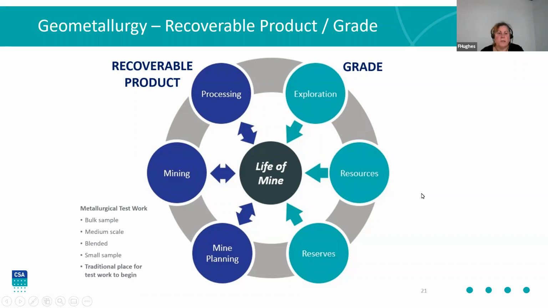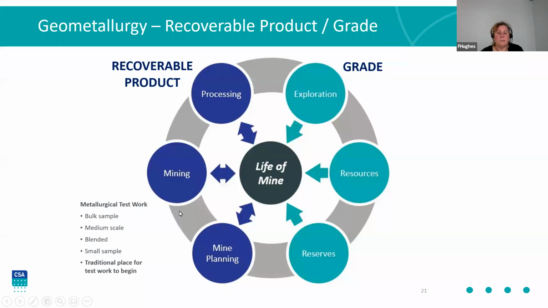So generally, as I said before, we will do metallurgical test work at a fairly late stage in the life of mine cycle. It will be like bulk samples, blended. It's a traditional place where the test work does begin. Then it might ramp up to a pilot plant stage with commissioning, and do some large scale met testing through that process.